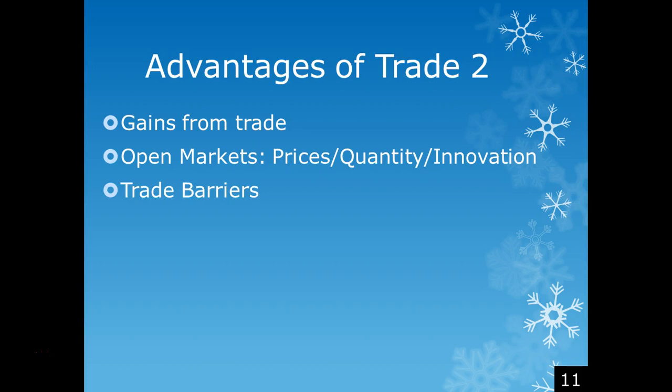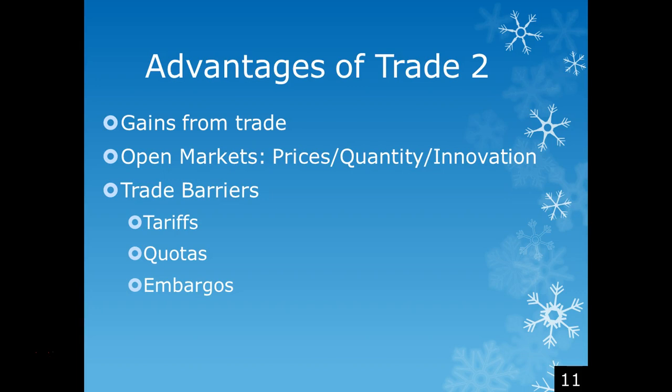Trade barriers are anything that stop the free flow of goods or services across country borders. So tariffs, those are taxes on goods and services that cross borders. Quotas are limits on the amount of a good or service that can enter a country, usually goods. And embargoes mean you're not going to have any goods come from a country.